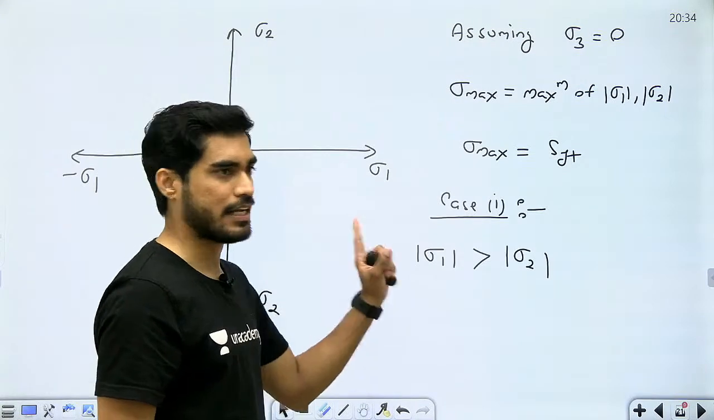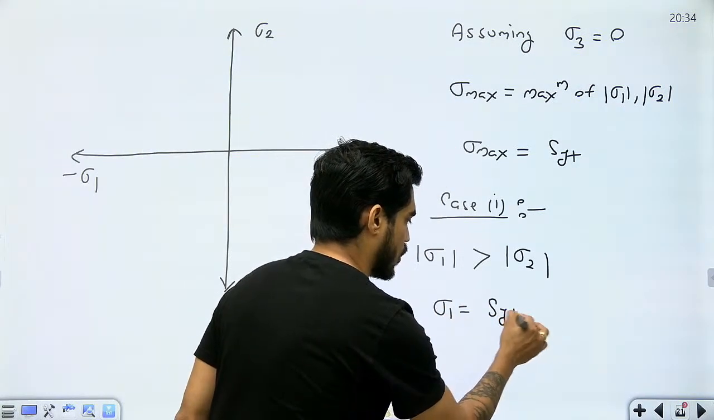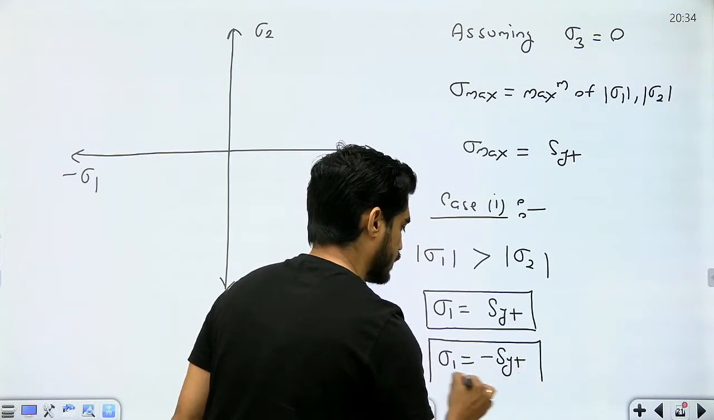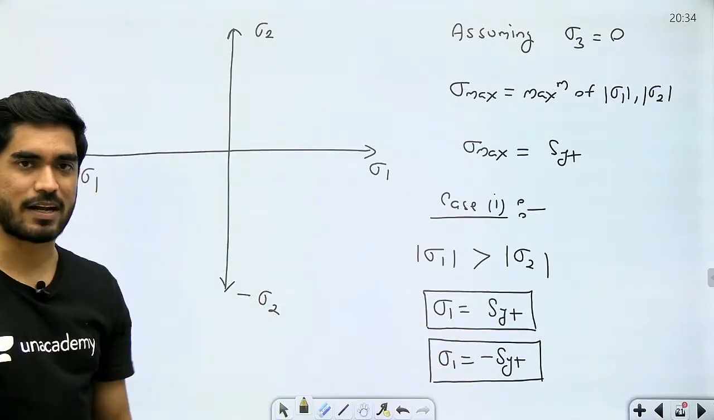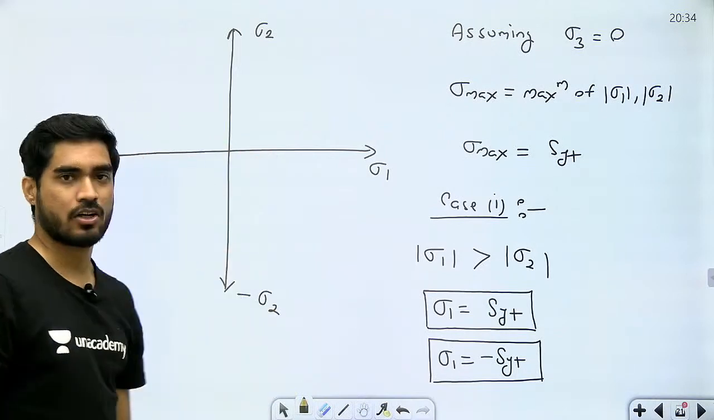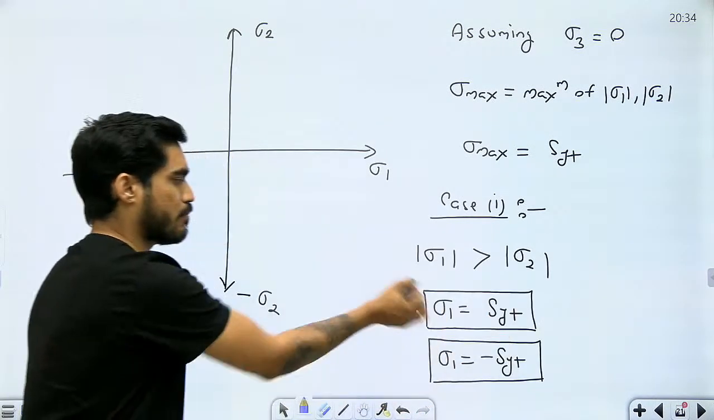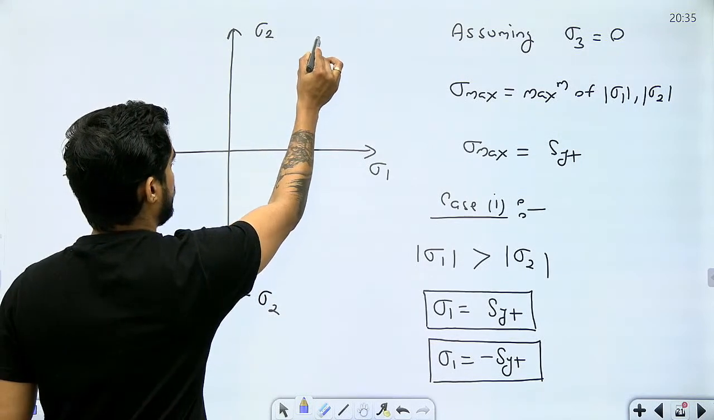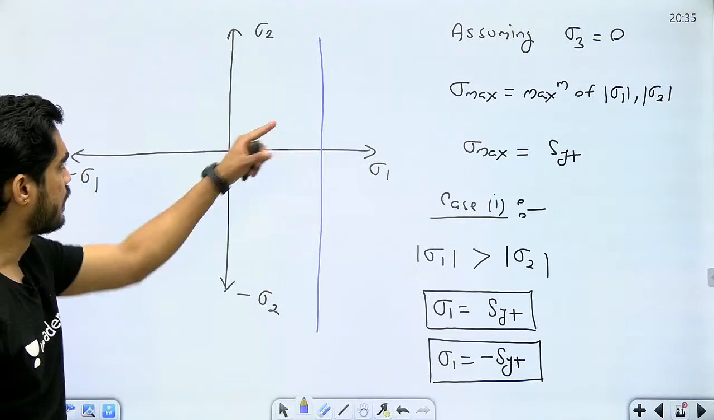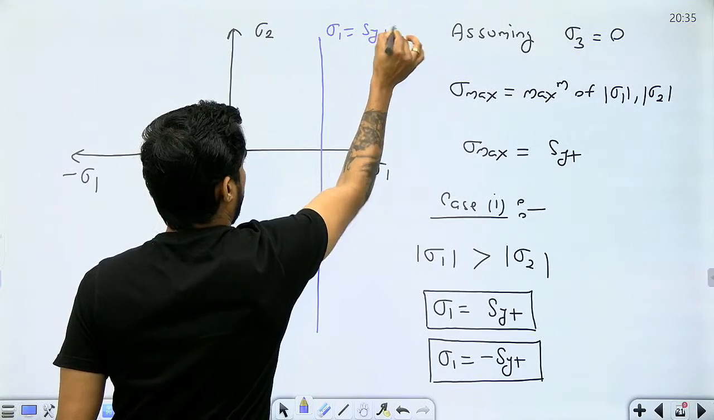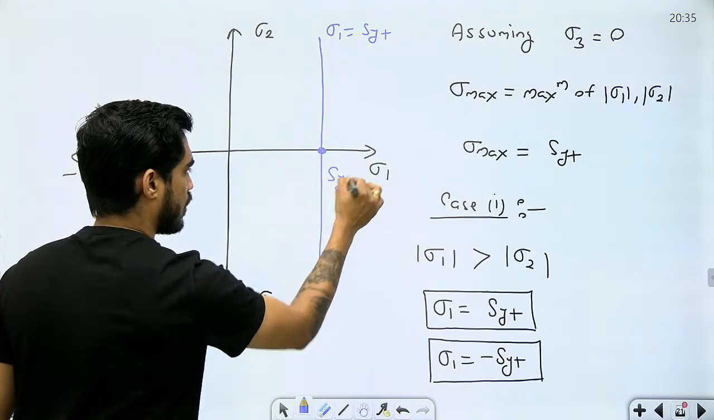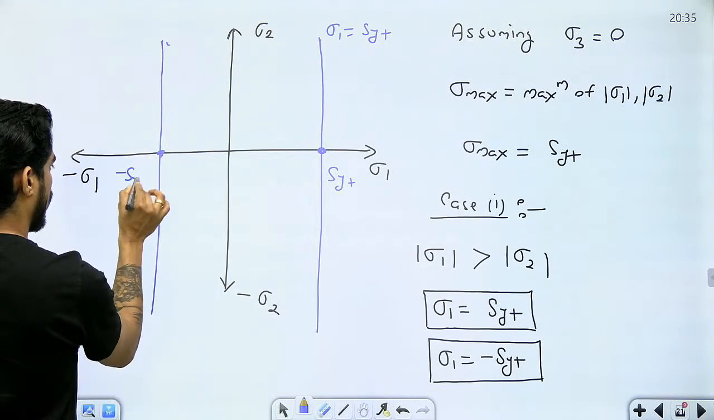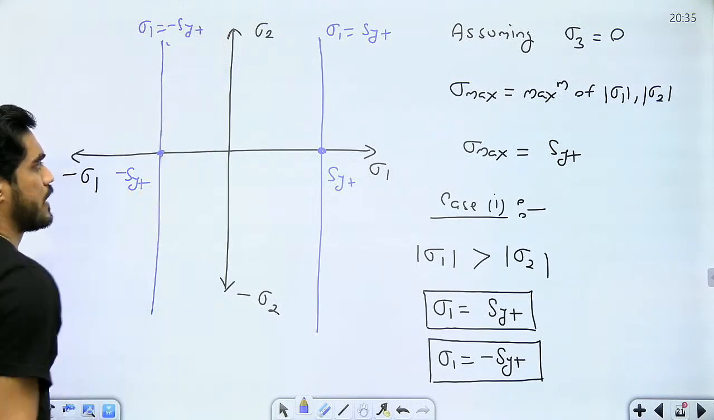So beta, it can be plus sigma 1. If it is plus sigma 1, then you will get sigma 1 equal to SYT. And if it is minus sigma 1, then you will get sigma 1 equal to minus SYT. है कि नहीं? अगर प्लस हुआ तो प्लस SYT मिलेगा, माइनस हुआ तो माइनस SYT मिलेगा, right? Now beta, if you draw this here, what you are going to get? Sigma 1 equal to plus SYT. This is the equation of a straight line, right? This point will be SYT. And sigma 1 equal to minus SYT. This is also the equation of a straight line. This will be minus SYT, right?